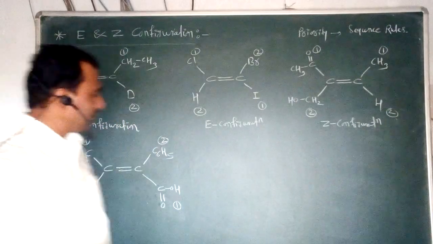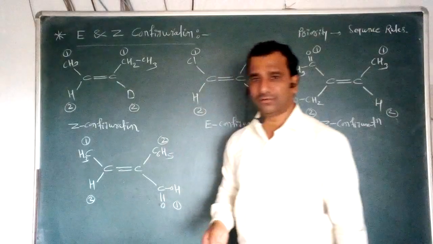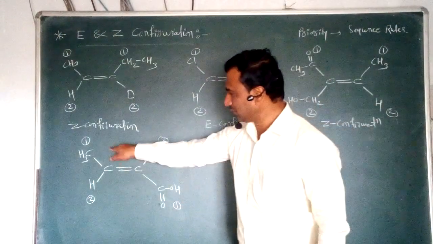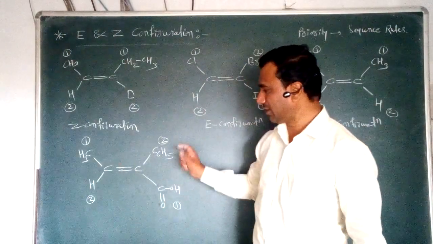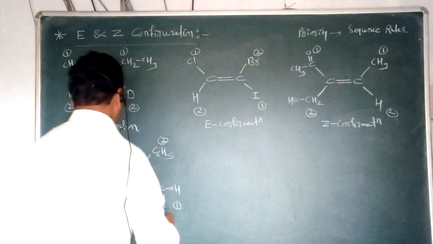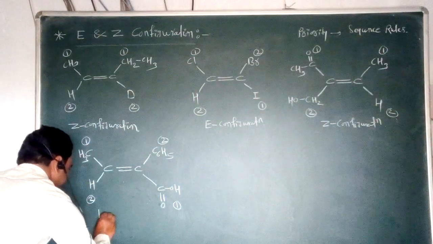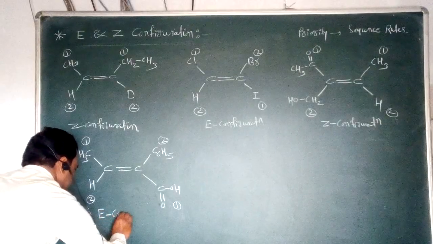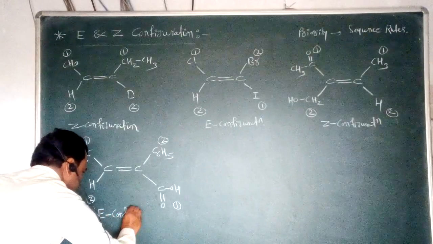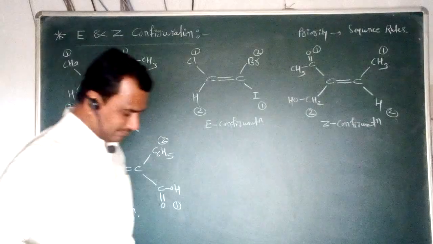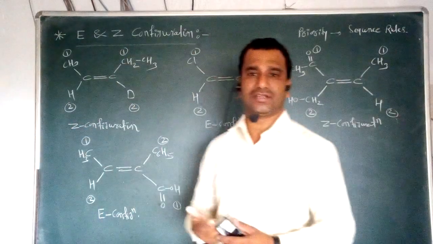And that's why if we compare now the relative position of the highest priority group, it is present on the opposite side of the double bond, and that's why this type of molecule gets the E configuration. It has the E configuration. So these are some simple examples for assigning this E and Z configuration.